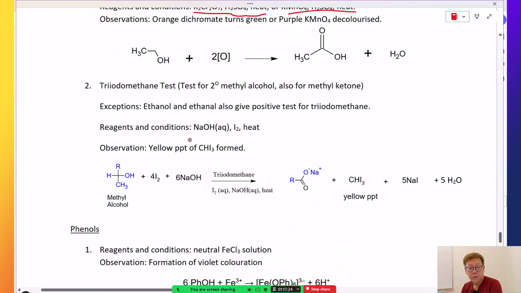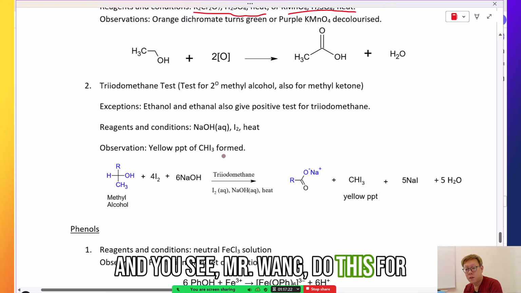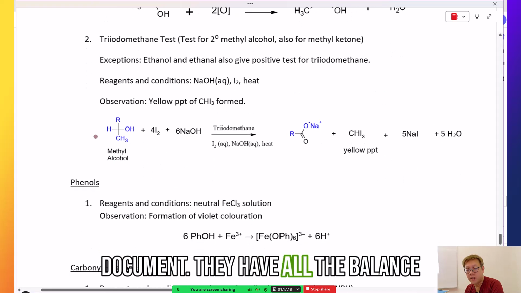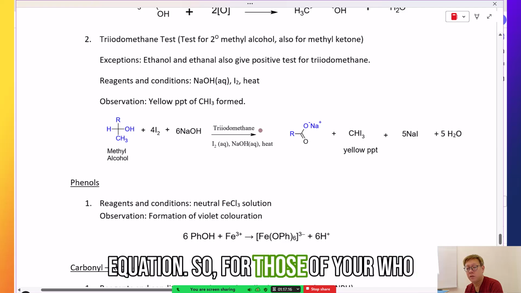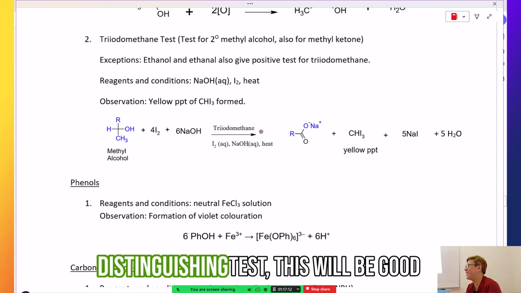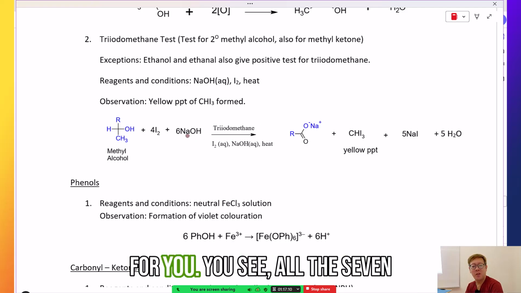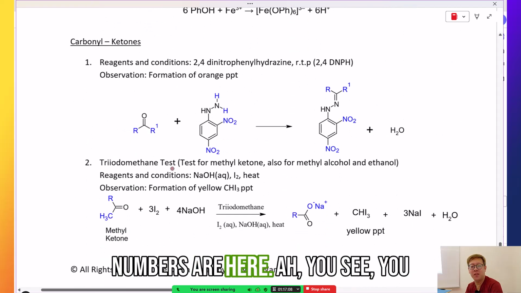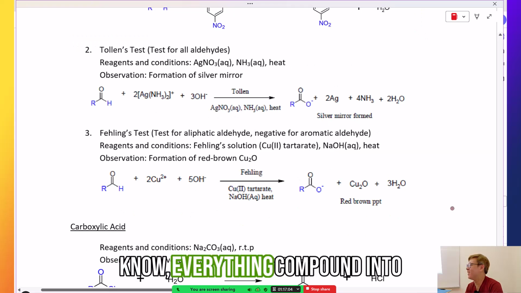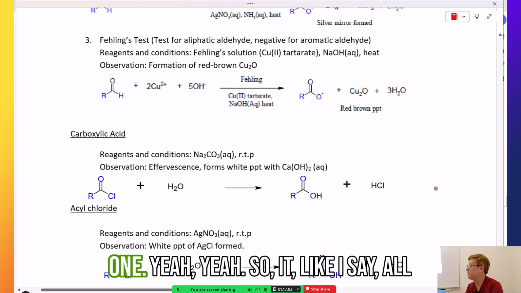Now, and you see, Mr. Wang did this for you. You see, I compiled a nice document that has all the balanced equations. So for those of you who are fans of memorizing stoichiometry for the distinguishing tests, this will be good for you. You see, all the 7 numbers are here. You see, you can memorize. Wow, so good, you know. Everything compiled into one. Get it?